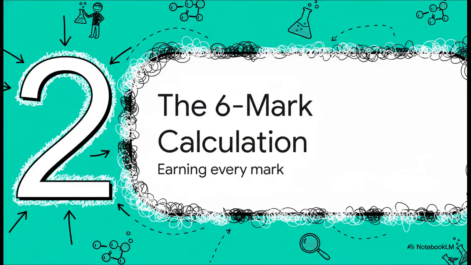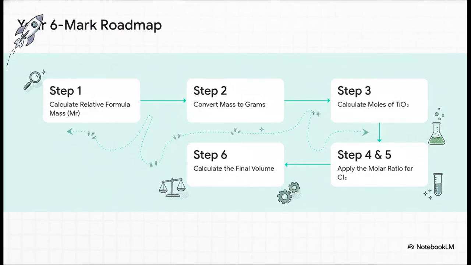Okay, here we go. The main event. This is the 6-mark beast that can really make a difference to your grade. But don't you worry, we're going to chop it down into a simple step-by-step process. This is our game plan, see? A 6-mark question isn't one giant, terrifying leap. It's just 6 small, manageable steps. We're just going to walk through them one at a time, and each step will unlock the next one.